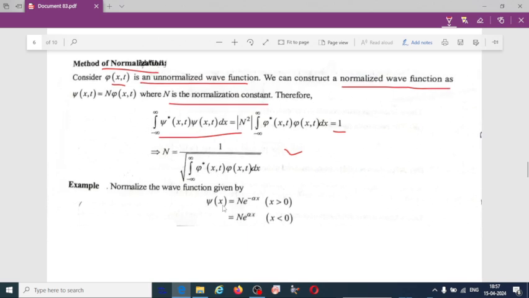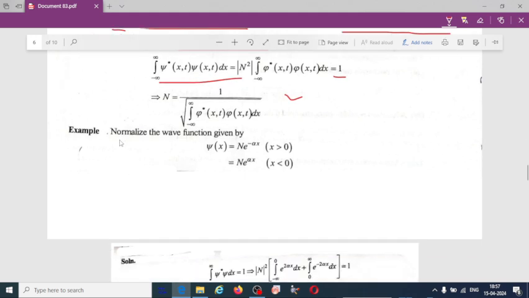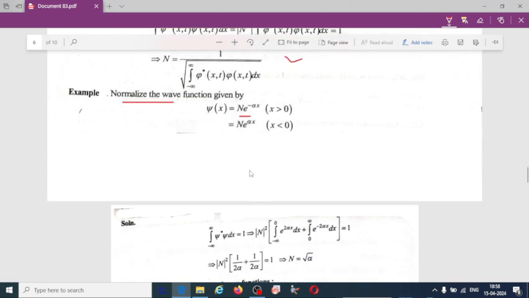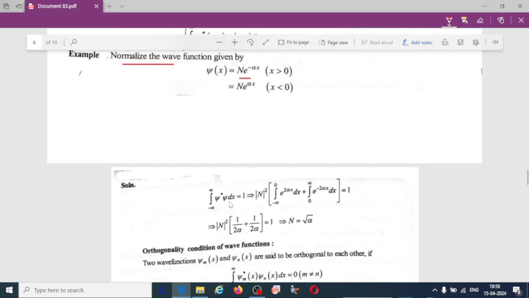So we have the equation for normalization, that is capital N is equal to 1 over the square root of the integral of phi star into phi. So let us solve one example here. Normalize the wave function given by, the wave function they have given with two conditions, x greater than 0 and x less than 0, that is N e to the power minus alpha x and N e to the power plus alpha x. So let us substitute here. The normalization condition is the integral from minus infinity to plus infinity of psi star into psi. The psi value you have to substitute here.